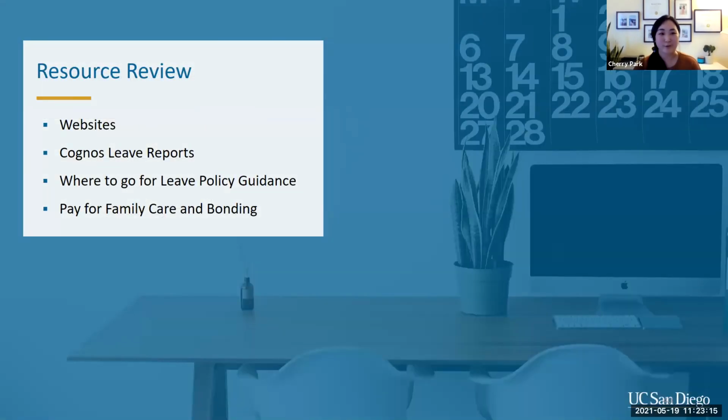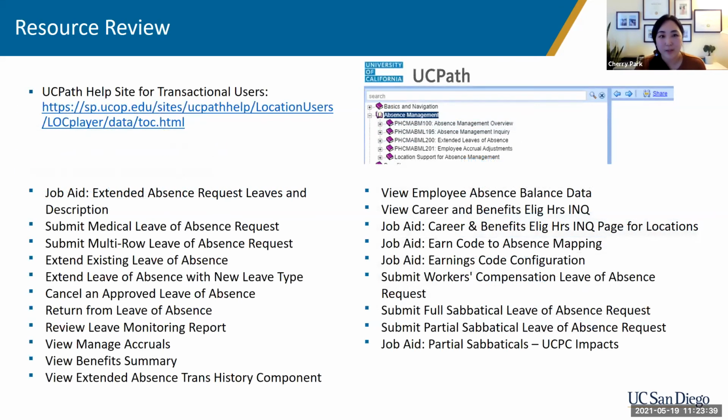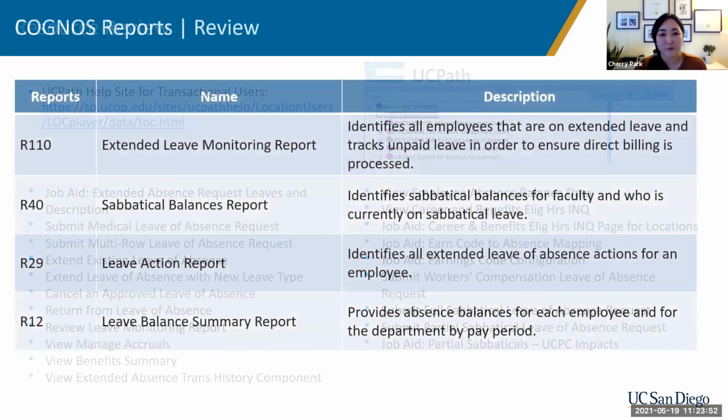So resource review, we made it to resource review. Websites, Cognos leave reports, where to go for leave policy guidance, pay for family care and bonding. Here's the link to the UCPath job aids and quick references. And we have 3 great local job aids. And at the UPK site, you can find a lot of different UPKs, job aids, and step-by-step instructions. They're there for your future reference.